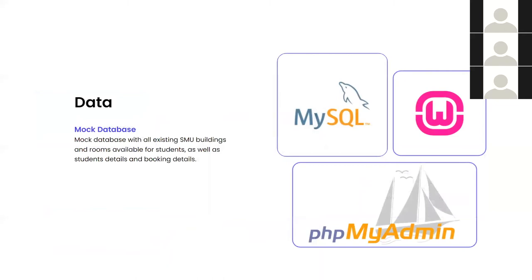Because we do not have access to the original FBS databases, we have created our own mock database. We tried our best to recreate one that's as similar as the original one. We have all the existing SMU buildings and rooms that are typically available for students like us to book. We have also inserted tables for students and details of students, replicated some of the existing booking details such as duration and booking costs.